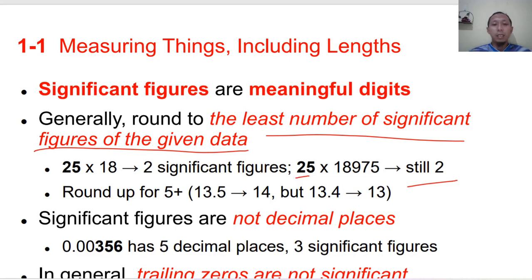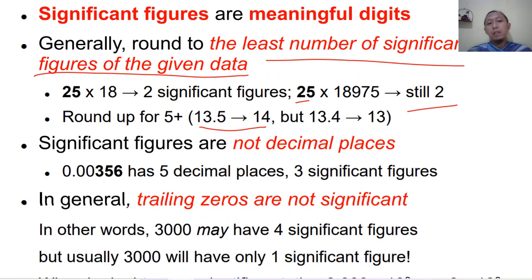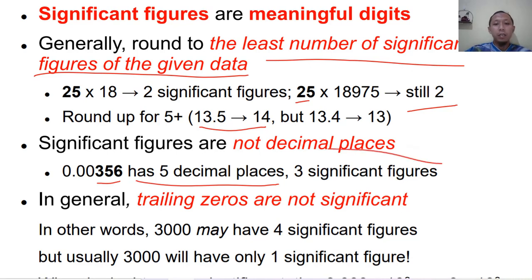like 13.5, is 14. This is what's called pembulatan, rounding. So from 13.5 upward is rounded up, we say 14. But 13.4 or below, 13.3 and so on, we call it 13. And then the significant figures are not decimal places. It's like 0.003356. It has 6 decimal places, but it only has 4 significant figures here.